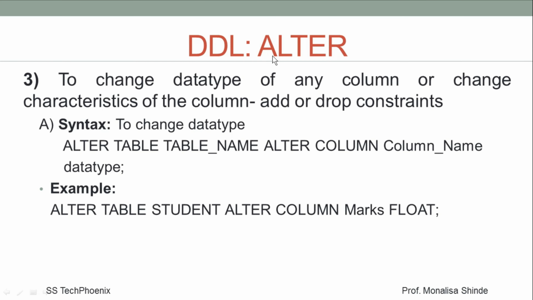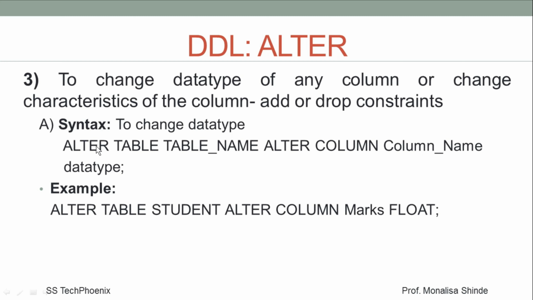Next, the alter command is used to change the data type of any column or to change characteristics of the column. Characteristics in the sense constraints. We can add or drop the constraints. Now what that means, we will see later. First see how we can change the data type of any column using the alter command.